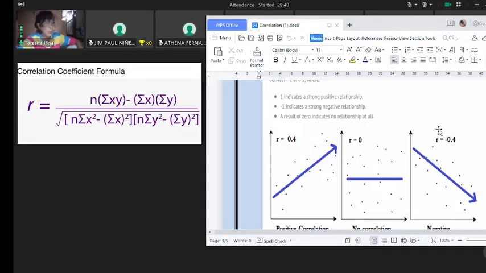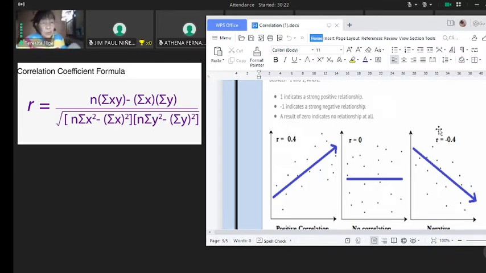So if you get positive 0.1 to 0.5, we will consider it as a weak correlation. And if you have 0.6, 0.7, 0.8, 0.9, 1, we can consider it as a strong positive correlation. The same will be true if you get a negative value. Negative 0.1 to negative 0.5 will be considered a weak correlation, and if we have negative 0.6 to negative 1, we will have a strong negative correlation. Did you get it?